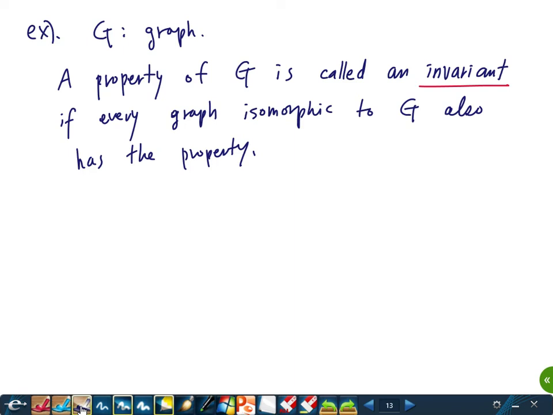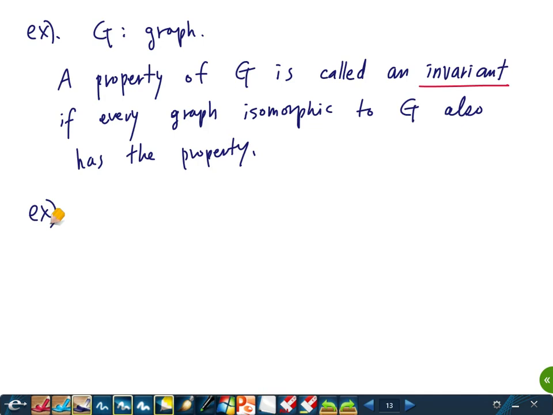Okay, so the definition is not very explicit. If some property satisfies some kind of condition like this, then it's called an invariant. So there are many invariants. There are infinitely many invariants of graphs, so we cannot really list them all. But there are some useful invariants. Let me give you some examples.